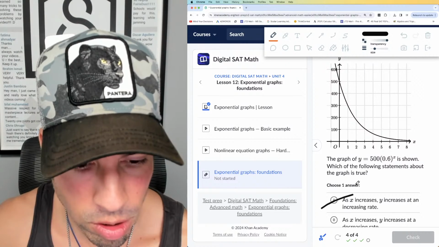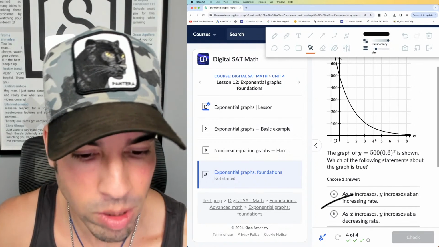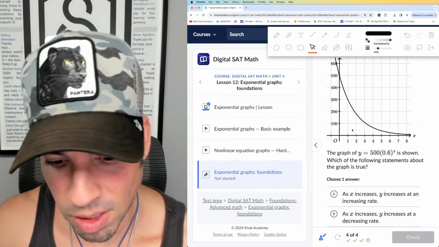As x increases, wait, let me scroll down. As x increases, y increases at a decreasing rate. Wrong, because y is not even increasing, right? So as x increases, y is decreasing.